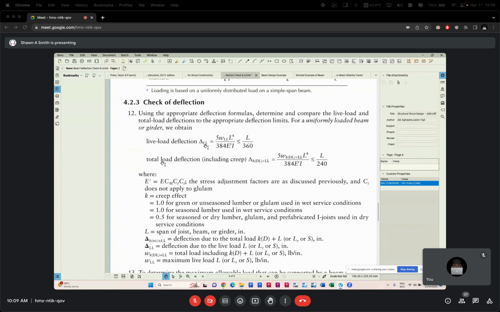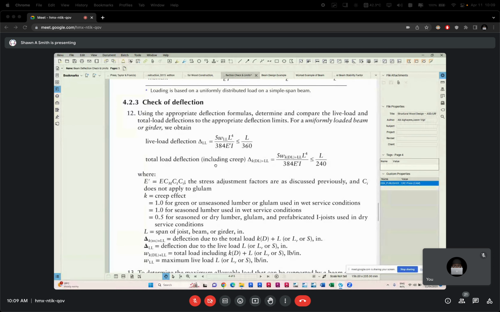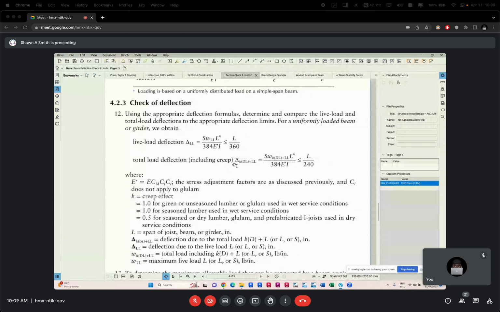all right? And total deflection, it says including creep, it should be this. It's called delta K, and it says it's dead load plus live load, which is this, and it should be less than that. It means you have to add the loads first before bringing them inside here. All right.